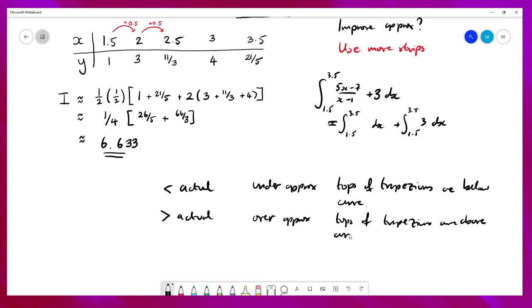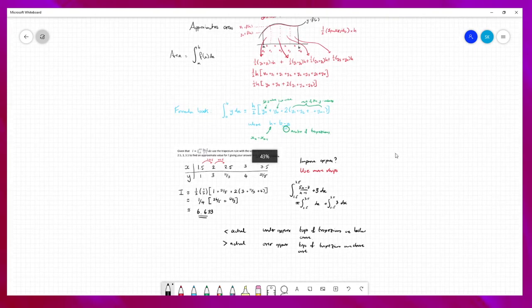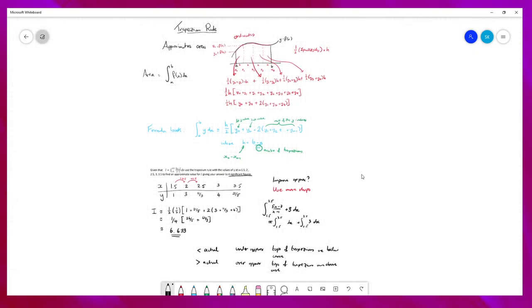You may also be asked to actually work out the exact value of the integral and then work out a percentage error. But broadly, that's the trapezium rule. That's where it comes from, where the formula is, and then an example.